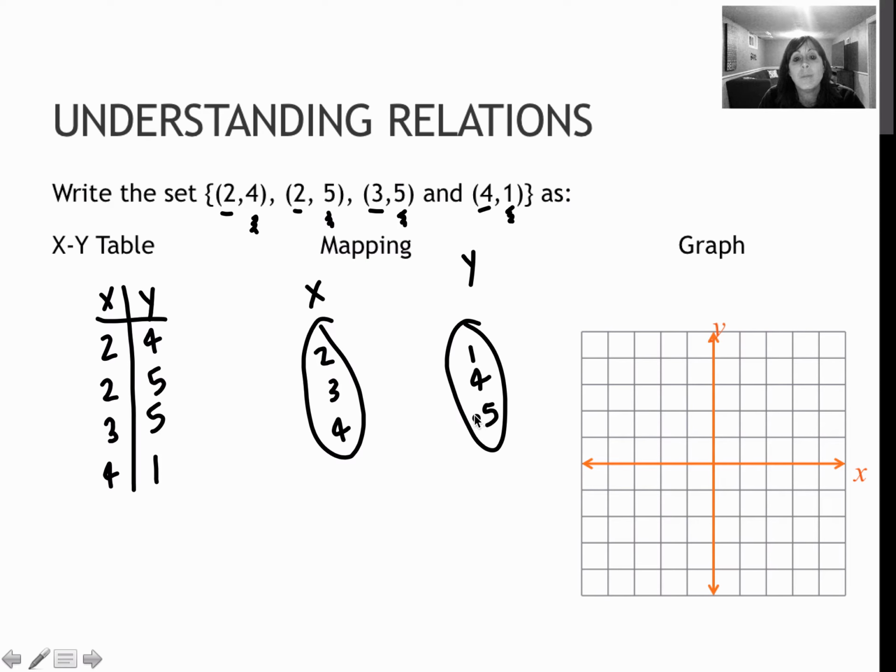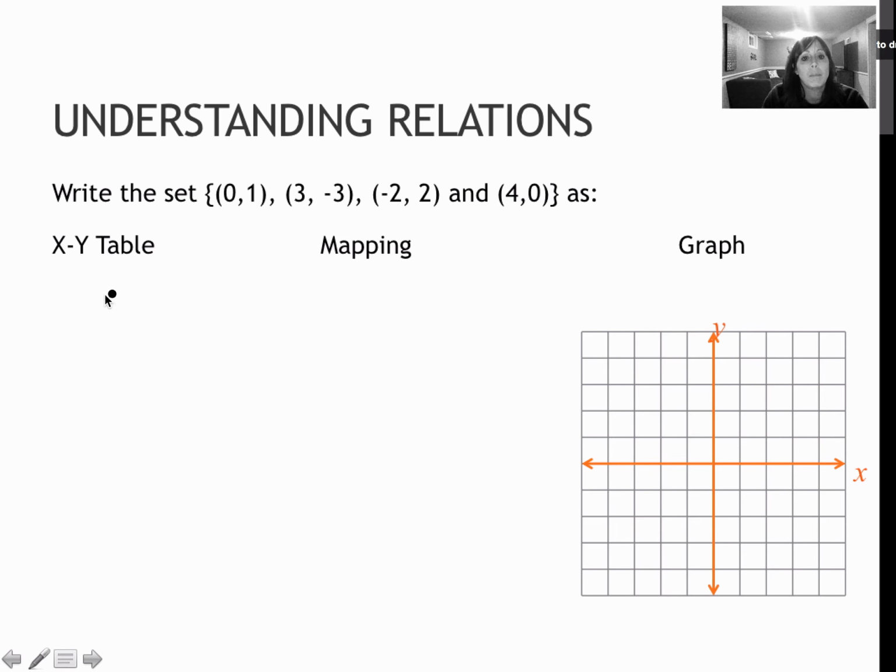and 5. And then to create my mapping, I'm just going to draw an arrow from 2 to 4, from 2 to 5, from 3 to 5, and from 4 to 1. So that would be my mapping. The graph would be me plotting the points (2, 4), (2, 5), (3, 5), and (4, 1). So that is all of the different ways to display that relation.